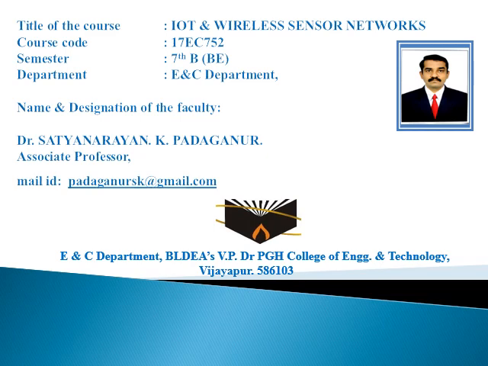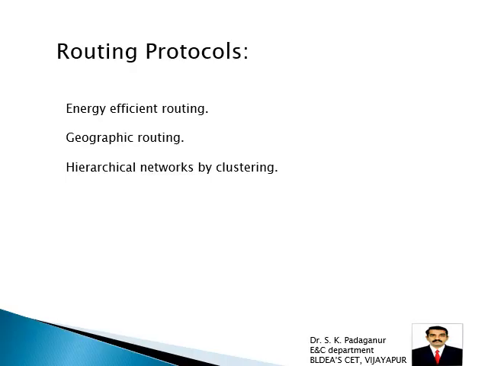Today we are going to discuss the last part of Module 5, that is routing protocols for wireless sensor networks. These routing protocols are classified into three types: energy efficient routing protocol, geographic routing protocol, and hierarchical networks by clustering. Energy efficient routing protocol is also called energy efficient unicast routing protocol, or simply energy efficient unicast.